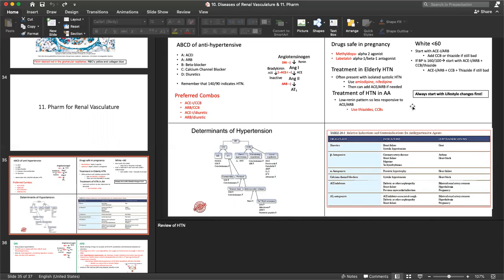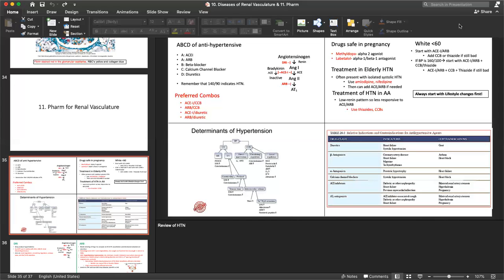So we're going to start with normally what we do, and then some other things. First, we're going to start with our lifestyle changes. So we want to limit salt intake, and have a good heart healthy diet, like the DASH diet. Always exercise, all of the good things. Lose weight, stuff like that. So always start with that first.